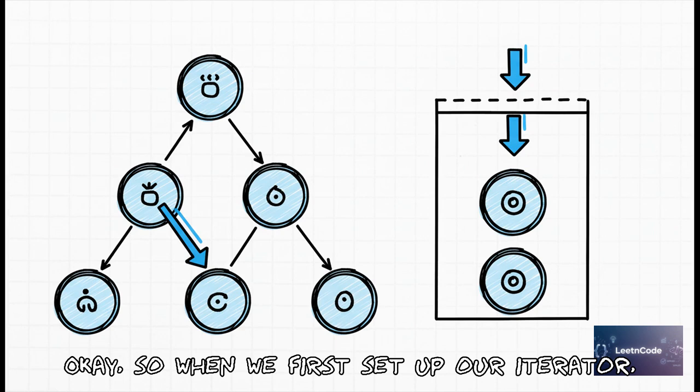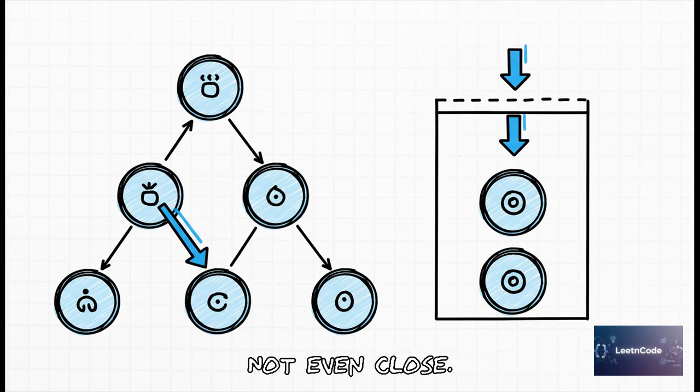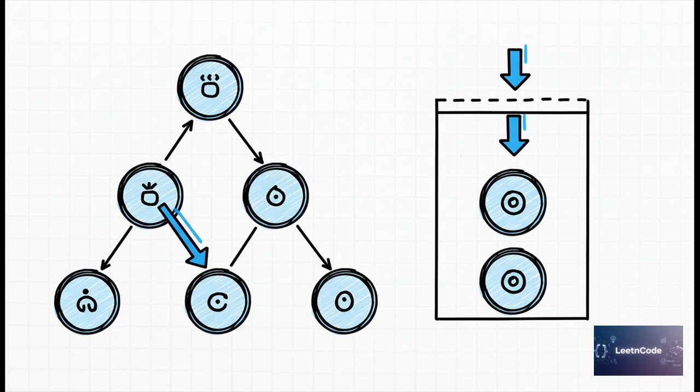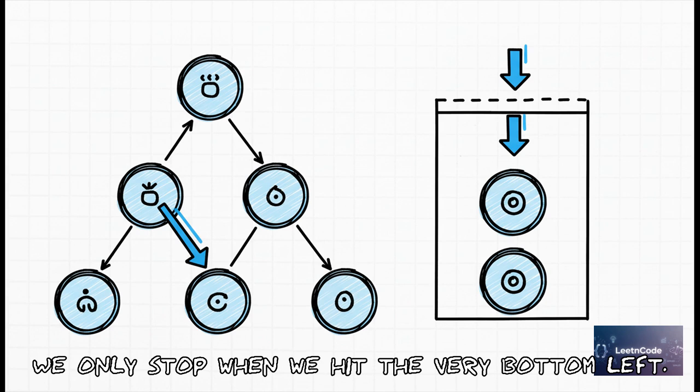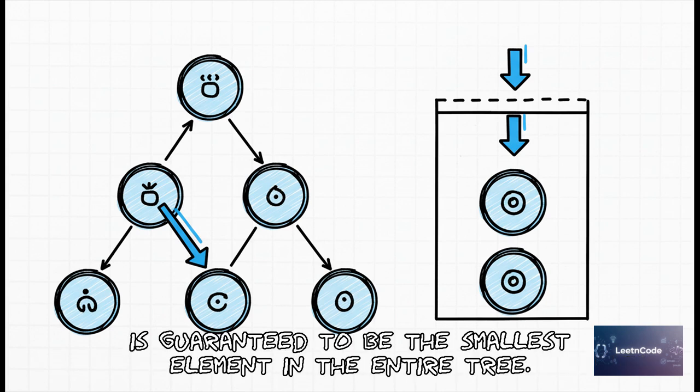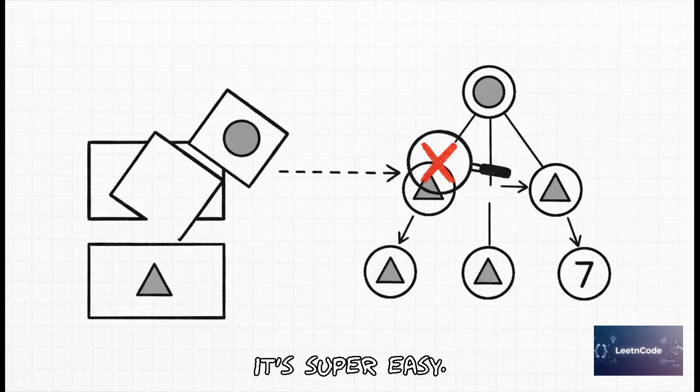Okay, so when we first set up our iterator, we don't look at the whole tree. Not even close. We just start at the root and go left. And we keep going left, pushing every node we see onto our stack. We only stop when we hit the very bottom left. At that exact moment, the node at the top of our stack is guaranteed to be the smallest element in the entire tree.